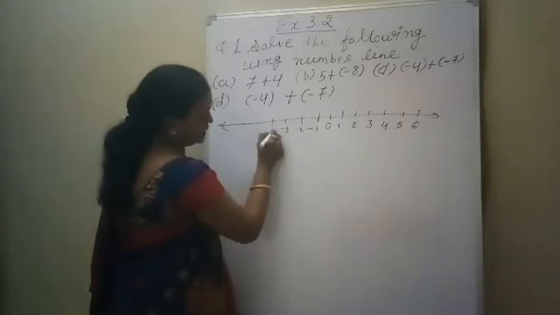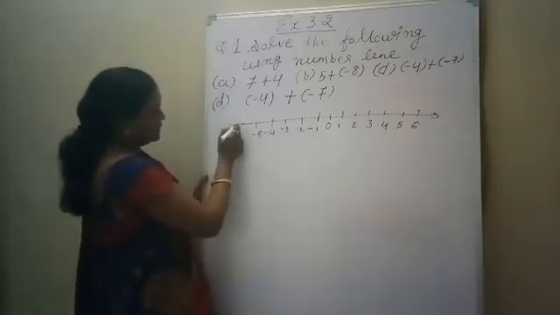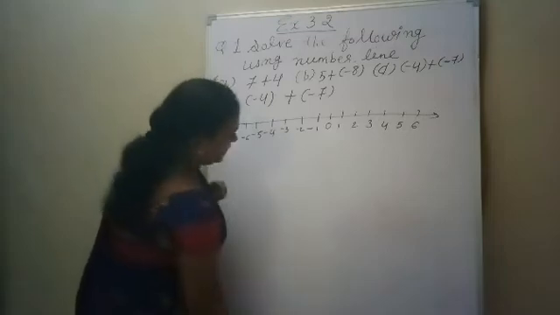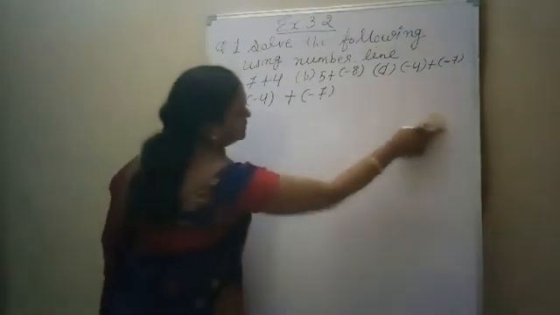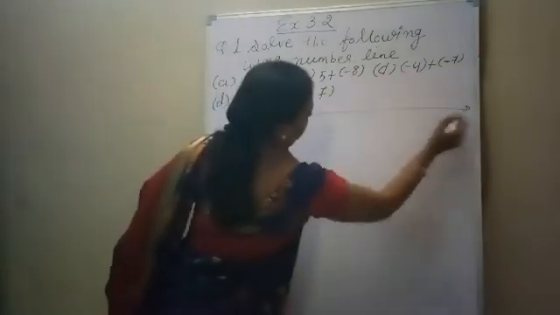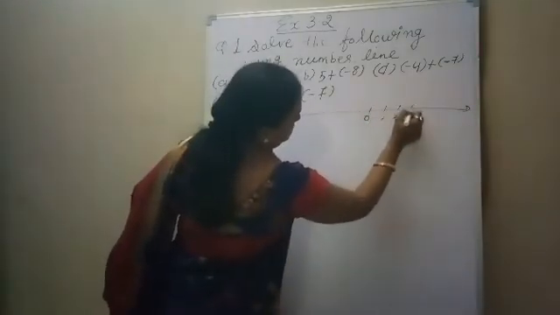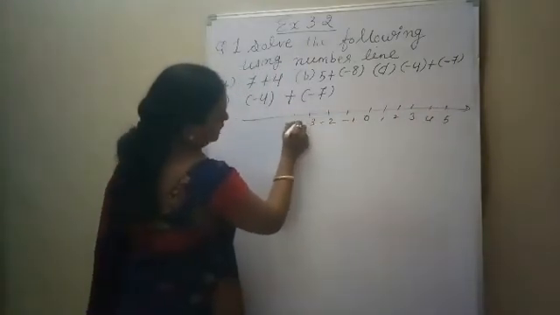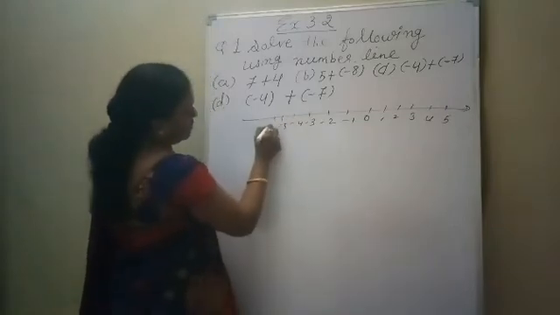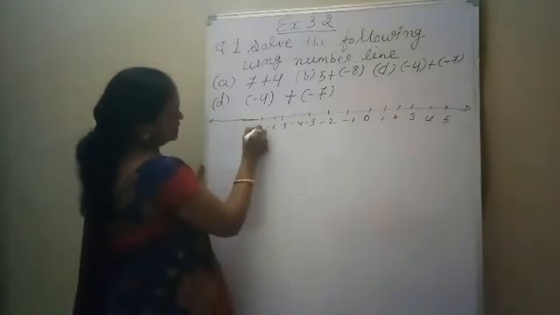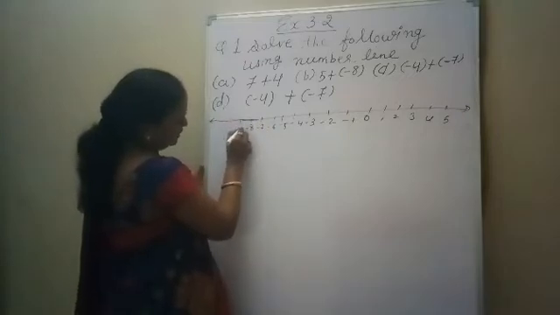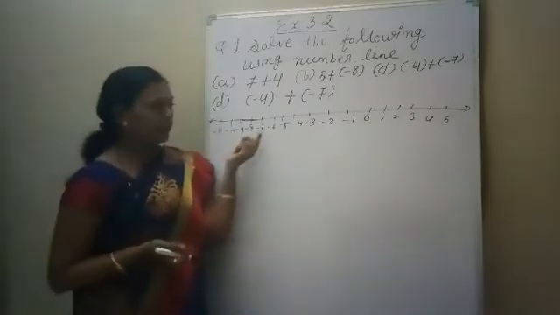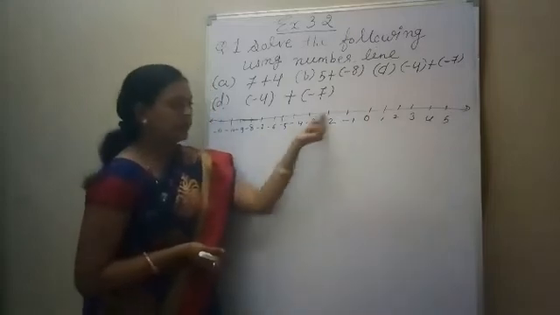Minus 1, minus 2, minus 3, minus 4, minus 5, minus 6, minus 7, minus 8, minus 9, minus 10, minus 11. On the negative side, all the numbers are negative. When we are going to make the number line, see the equal distance between the numbers.